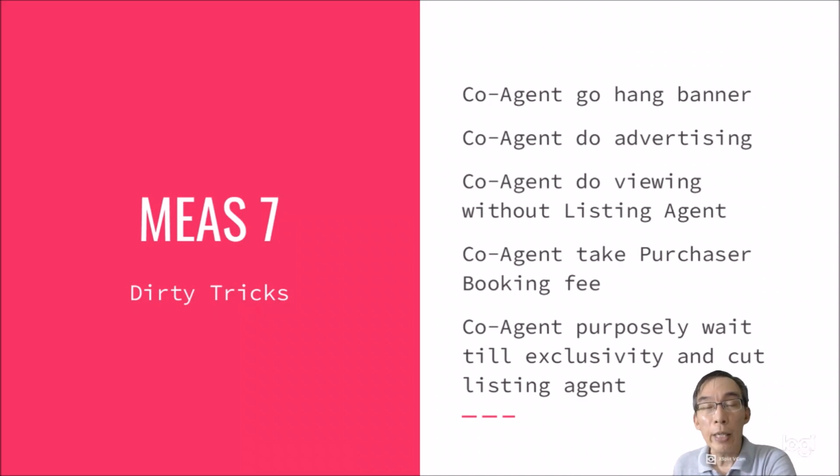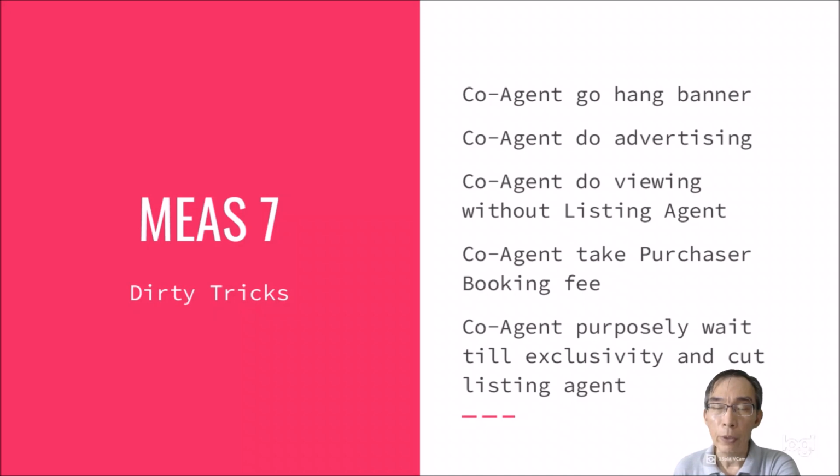Right, the other part I want to talk about is the dirty tricks in the MAS scenario of co-agency, which is standard 7. The co-agent, although not appointed by the vendor, still goes and does some dirty things. The co-agent will go and hang a banner, for example, and still do their advertising, taking pictures of the house and advertising as if they are the listing agent. The co-agent still wants to bring their potential prospect and do the viewing without the listing agent.